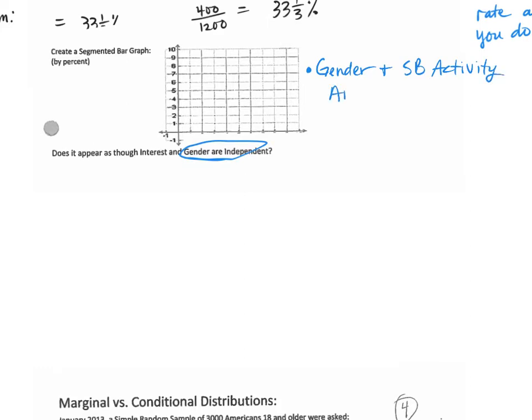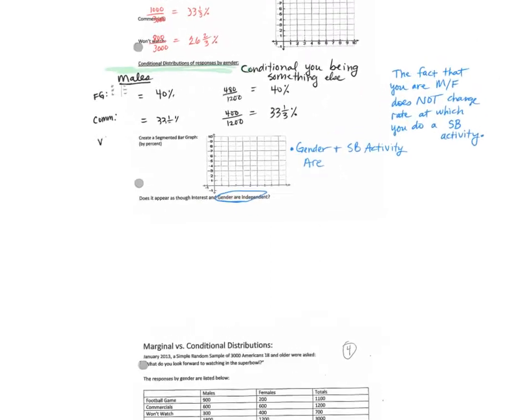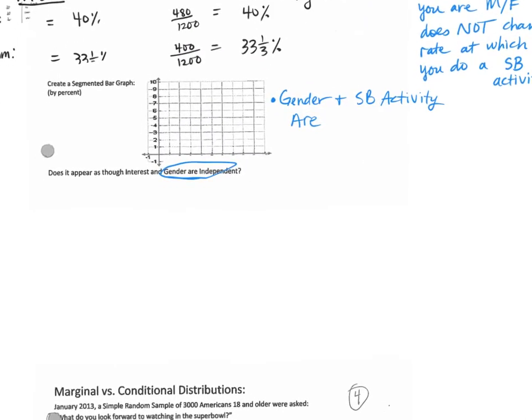We can't see anything. Oh, you can't see anything? Are we not doing the graph? We already did it. So gender and Super Bowl activity are... So I'm trying to write. Okay, let's try that. Gender and Super Bowl activity are independent. Okay, that's one phrase.